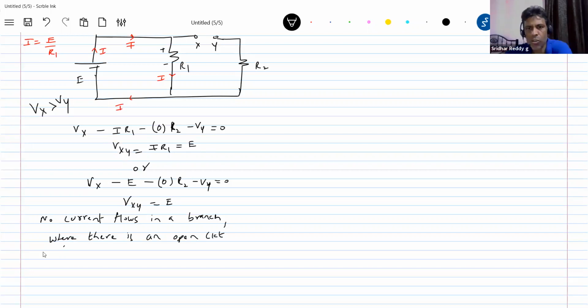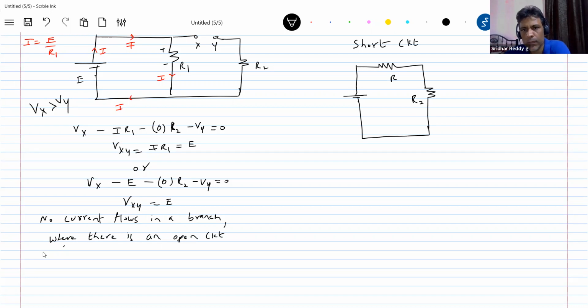So let's go for the short circuit idea. Circuit, I write the symbol CKT. Let me introduce a short circuit. This is a switch. It's a wire. Initially, will there be any current? The current will flow like this. This is a path for the current, plus minus, plus minus. So I is equal to E by R1 plus R2.